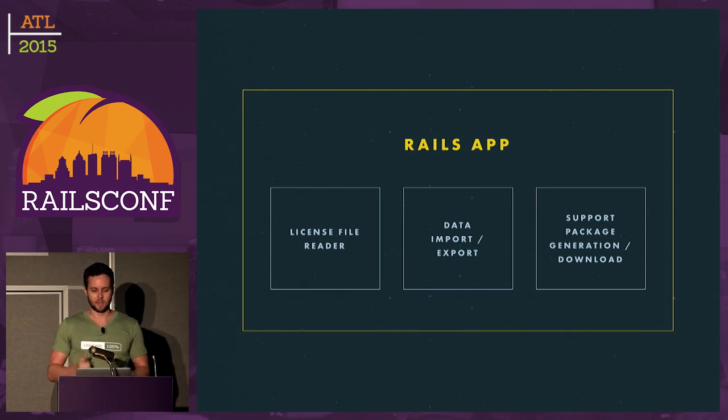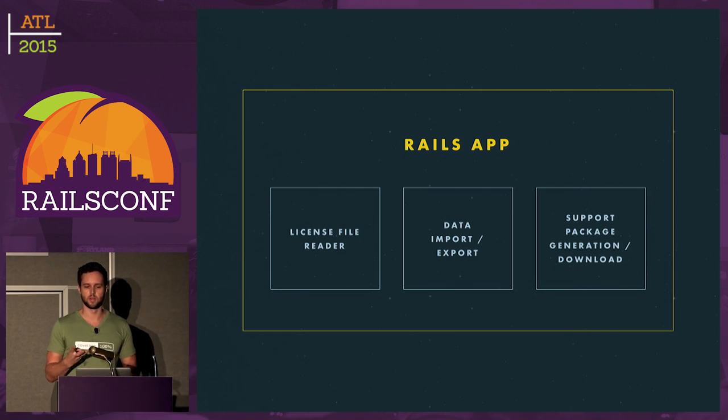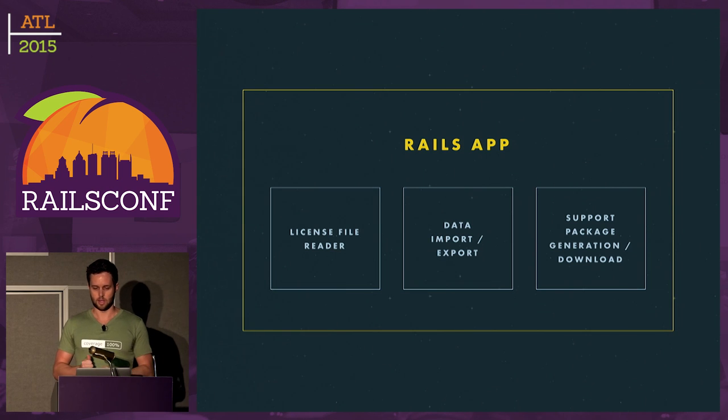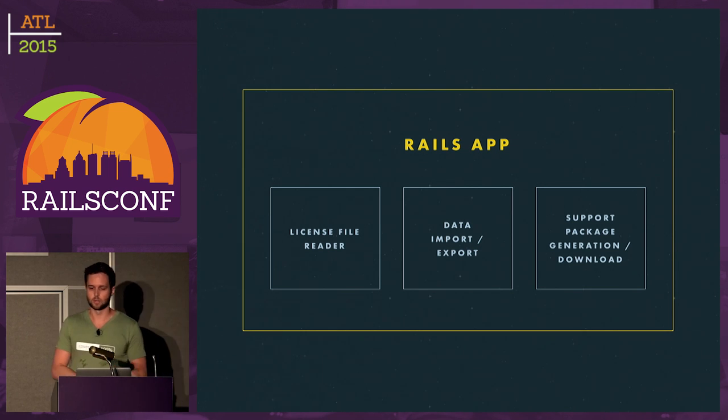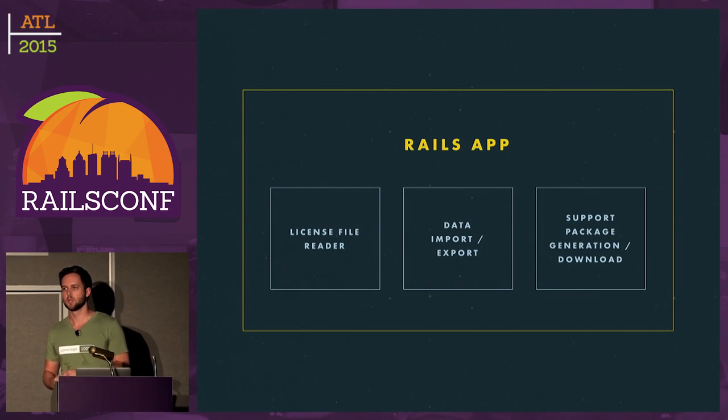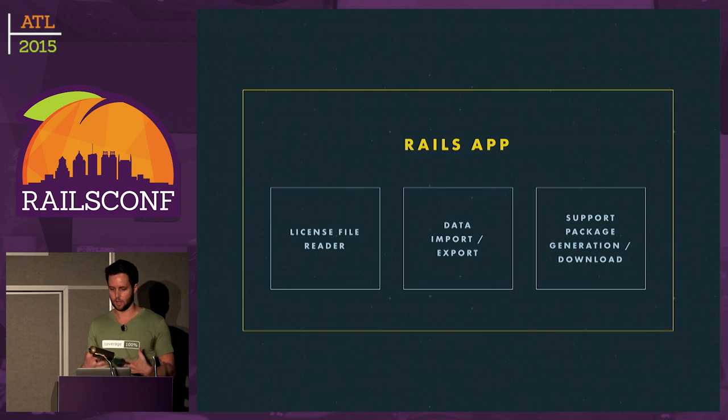So for the Rails app itself, these three components, I think, are the main ones that set it apart from your standard cloud-hosted app, or where you started from to begin with to get to this point. So the license file reader is going to read and cache your license when your Rails app boots, and then it's checked on every page view. And then you can do things like enable or disable features or lock the app down.